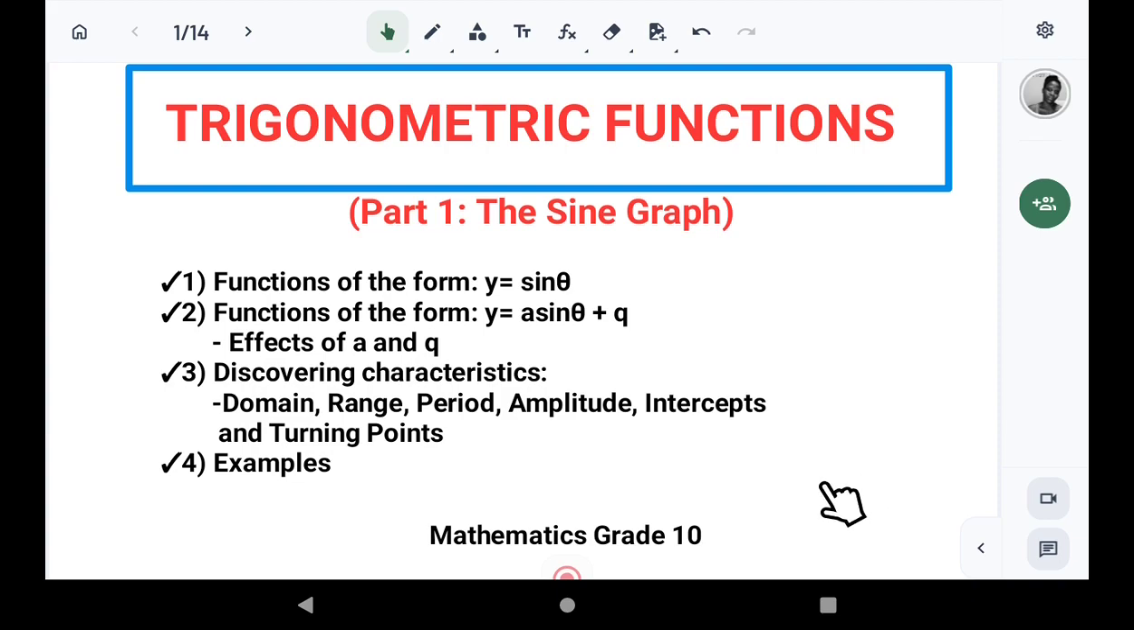We're going to look at in detail functions of the form y equals sine theta, which is the most basic sine graph, and functions of the form y equals a sine theta plus q, and we're going to look at the effects of a and q on the graph. Number 3, we're going to discover characteristics, meaning the domain, range, period, amplitude, intercepts, and turning points of all types of sine graphs. And number 4, we're going to look at examples that help you demonstrate the knowledge that you learn when you need to answer questions. We have a lot to cover, so let's start.